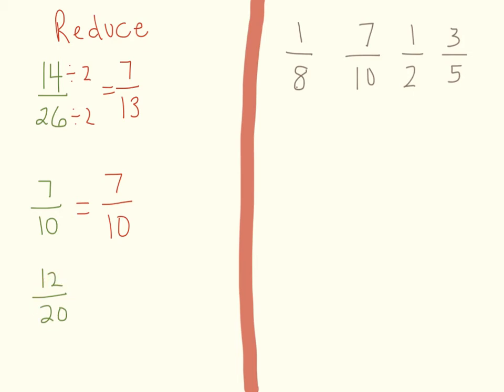Lastly, we have 12/20. See, I know both of these are divisible by 4. If I count by 4, 4, 8, 12, 16, and 20, I'll hit both of the numbers. So 12 divided by 4 is 3, and 20 divided by 4 is 5. Well, 3/5 is as small as it can be. So this is just an example of how to simplify these fractions. Remember, not every fraction can be simplified, but many can.